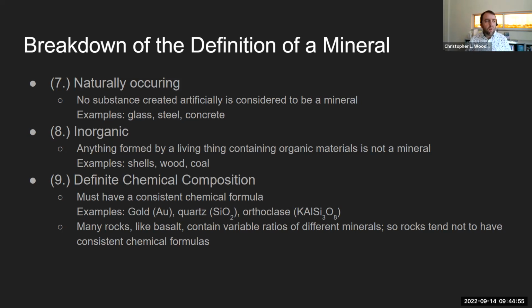Definite chemical composition. So each mineral has a unique, consistent chemical formula. Some examples down there at the bottom: gold, it's just gold. Au, gold. Quartz is another mineral, very common, like I said, the most common mineral on the surface of the Earth, silicon and oxygen. Orthoclase gets a little bit more complicated, and some minerals are very complicated as far as their chemical structure, but orthoclase contains potassium, aluminum, silicon, and oxygen as well. So rocks are aggregates of minerals with variable ratios. So rocks don't tend to have that consistent chemical formula.